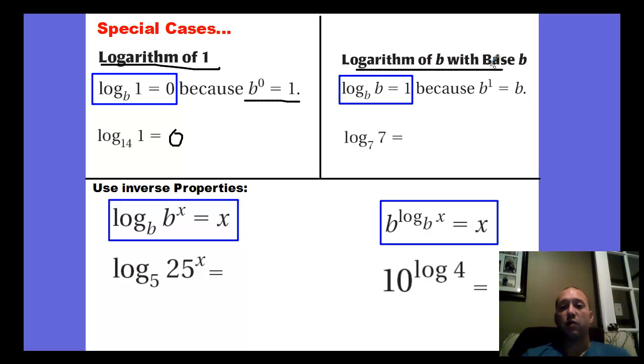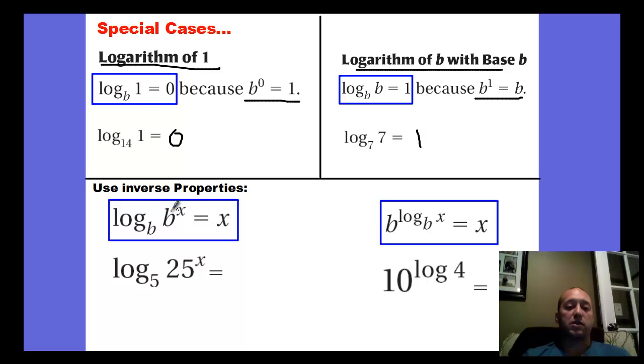Logarithm of b with base b. So we have log base b of b has to be 1. Again, you put that in exponential form, you should see b to the first is b, how that makes sense. Put that in log form, it's still true. So log base 7 of 7 is 1.